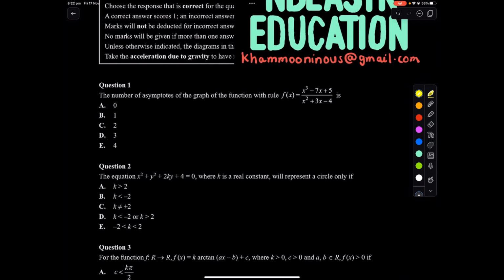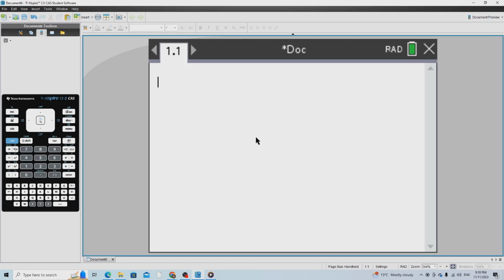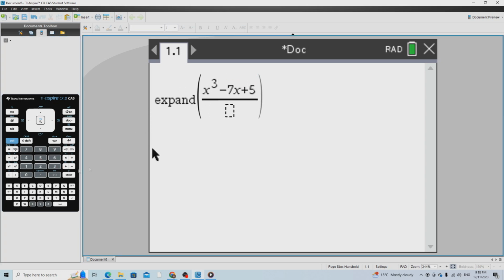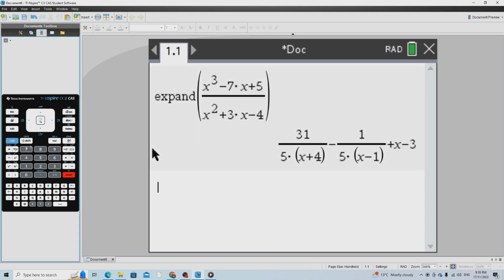So question 1, the number of asymptotes of the graph of the function with the rule f of x is what? You could normally graph this function, but let's go on our calculator and have a look at this. If I write expand this function, x to the power 3 minus 7x plus 5 over x squared plus 3x minus 4, enter, we get this beautiful proper fraction.